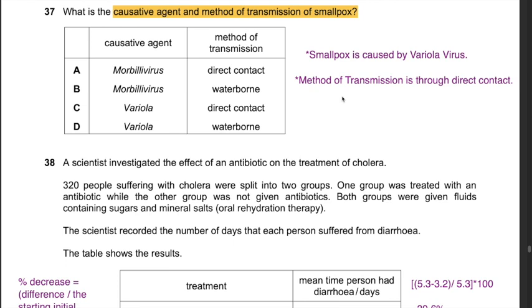The causative agent is variola, not morbillivirus. Morbillivirus is the causative agent of measles. Smallpox is caused by variola virus. So the answer is C, because the causative agent is variola and the method of transmission is direct contact, not waterborne.